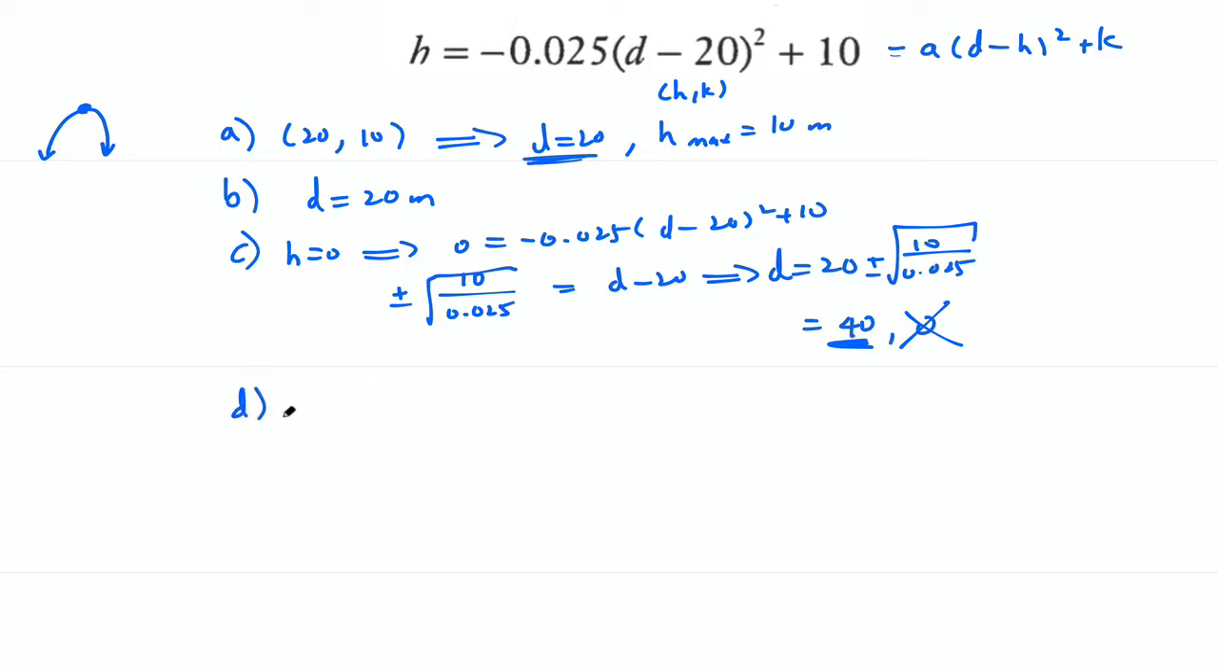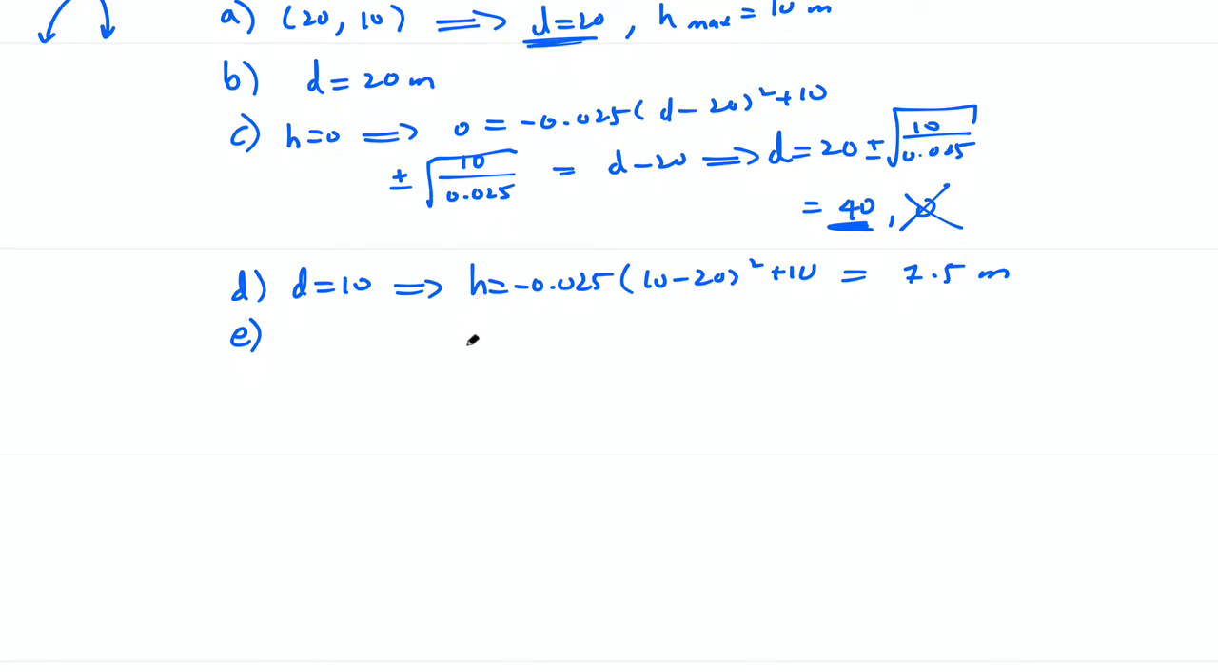Now for D, what is the height of the ball when it is 10 meters horizontally from the kicker? The horizontal distance we represent using d. So when d is equal to 10 meters, what is the height? We're just solving for this then. If you plug this into a calculator, you can get 7.5 meters.